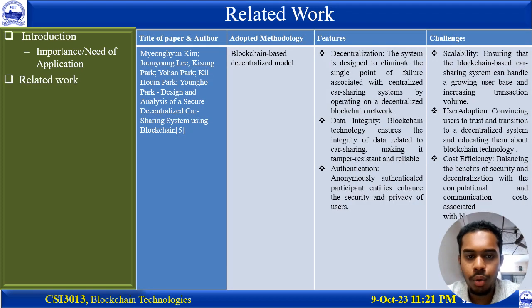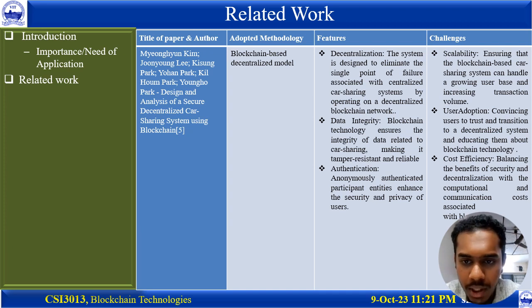Moving on to the related work, we went through certain papers. One of the papers is design and analysis of a secure decentralized car sharing system using blockchain. The main methodology adopted here is the blockchain-based decentralized model. The features we observed in this paper were decentralization, and data integrity and authentication. What made it different was the data integrity part: they tried to make it tamper resistant and more reliable. As part of authentication, they tried to make all the participants anonymous, so no one knew who they were. It was a way of pseudo anonymity, we could call it.